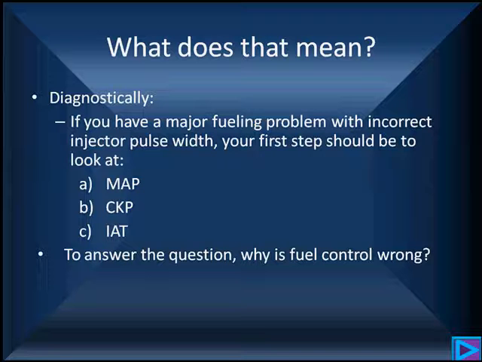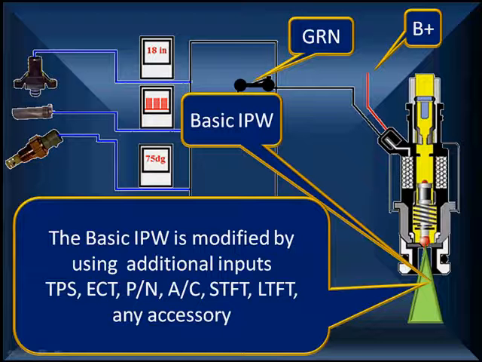For instance, I'm running very rich. Fuel trim says it's leaning it out. The computer's doing the right thing. We said before, it's going to modify it. It's going to change the basic pulse width. And after all these adjustments are made, and any one of them can cause it to be wrong, we have to look at fuel trim, long-term, short-term.